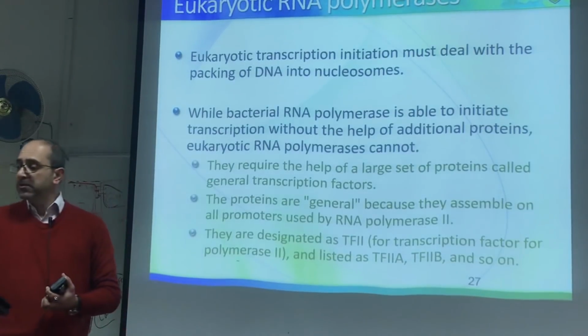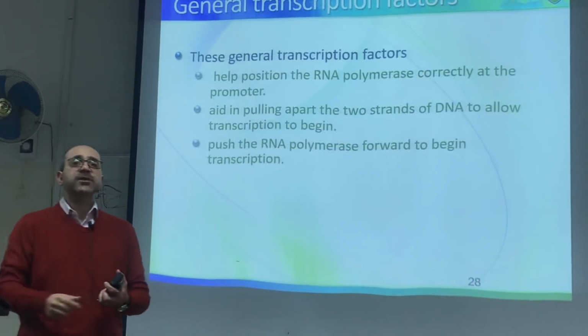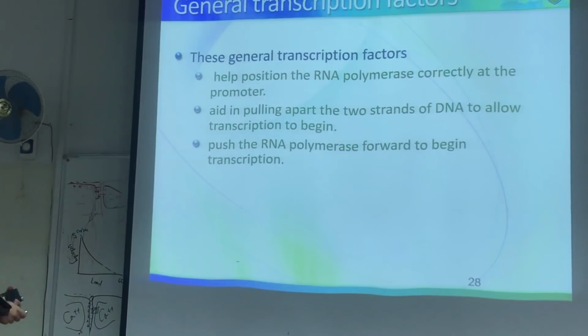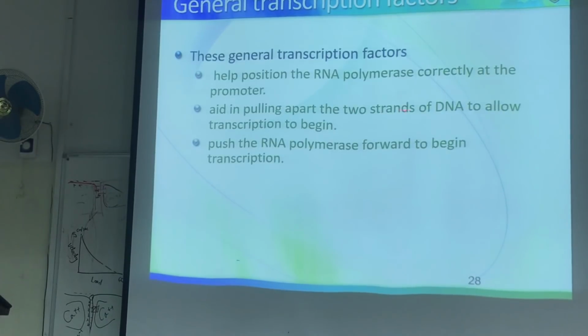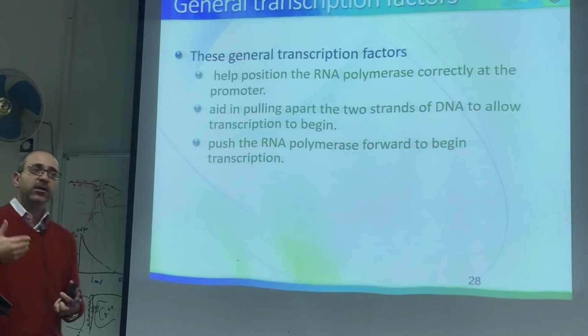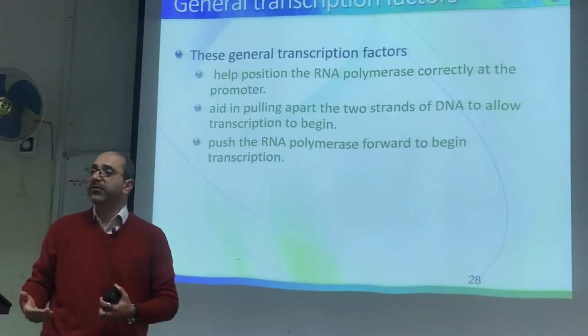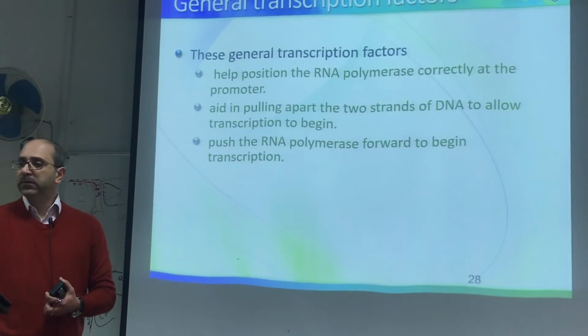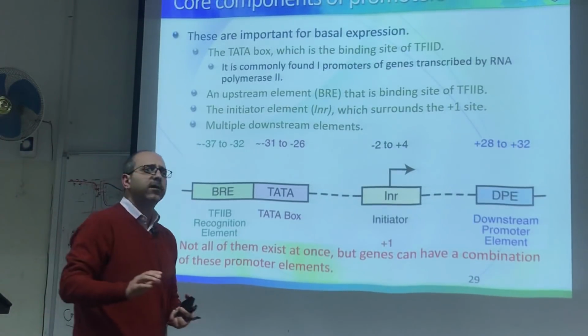Right? So they need help. هذول ايش بيعملوا general transcription factors? Well, they help position the RNA polymerase to the promoter. They pull apart the two DNA strands and they act as helicases, and they push the RNA polymerase forward. They activate the RNA polymerase. They initiate. They force it to start transcription.